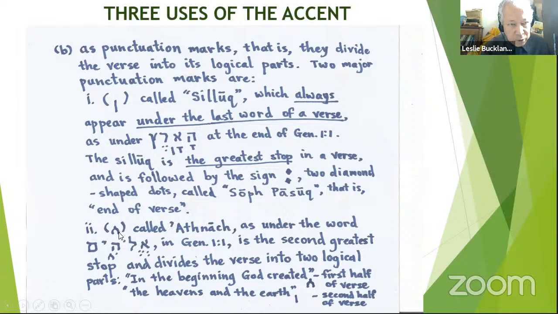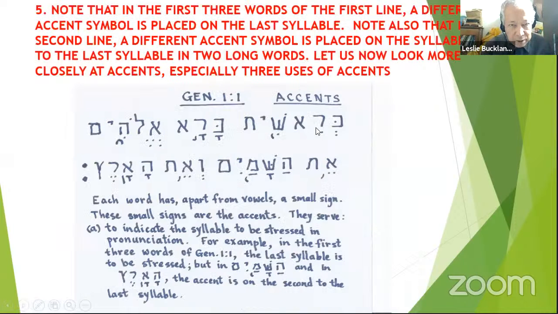Then another punctuation mark is the athnak, that looks like a semicircle with a little projection at the top in the center of the semicircle. This athnak is under the second word, the word Elohim, in the last syllable of Elohim in Genesis 1, verse 1, and it is said to be the second greatest stop and divides the verse into two logical parts.